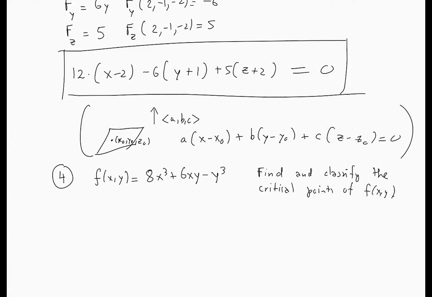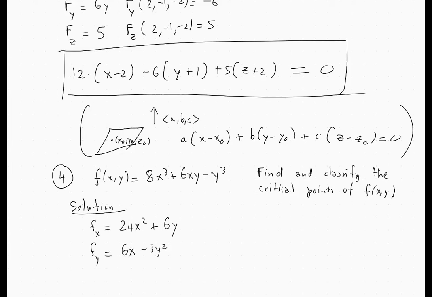To do this, we first need to find the critical points. What are the critical points? Points at which both partial derivatives are equal to 0. So the partial with respect to x is going to be 24x squared plus 6y. The partial with respect to y is going to be 6x minus 3y squared. Set them equal to 0.